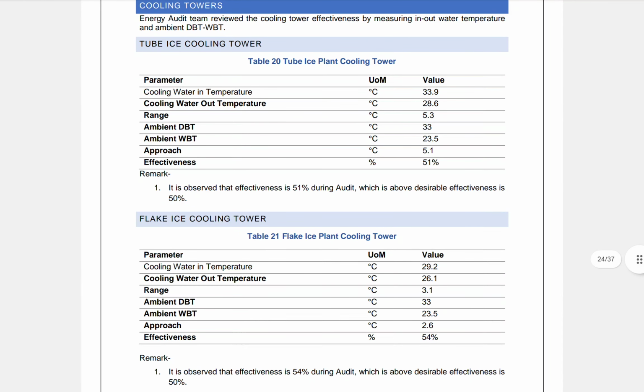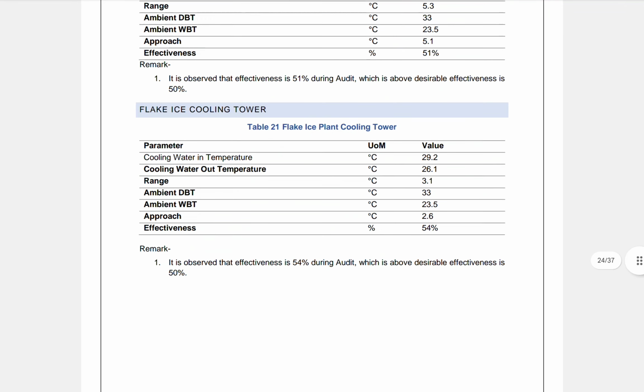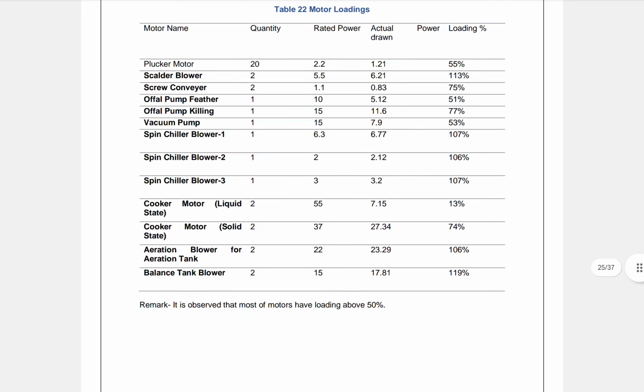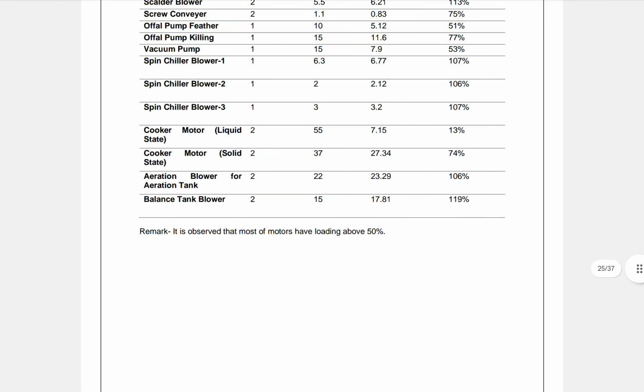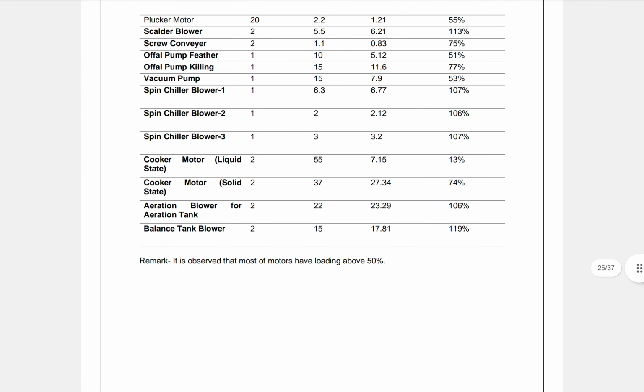Then cooling tower, range, approach, effectiveness. So these are the basic fundamental KPIs of any cooling tower. Motor loading study we have conducted. So what is the present loading of the motor? Either they are underloaded or overloaded, because they directly affect your efficiency.